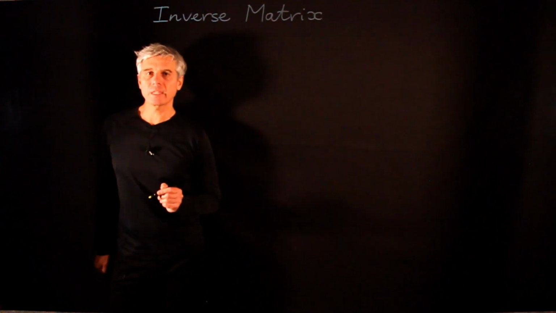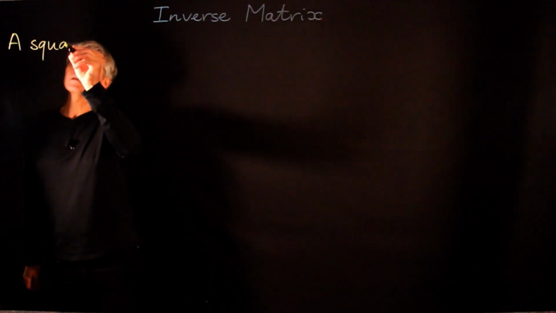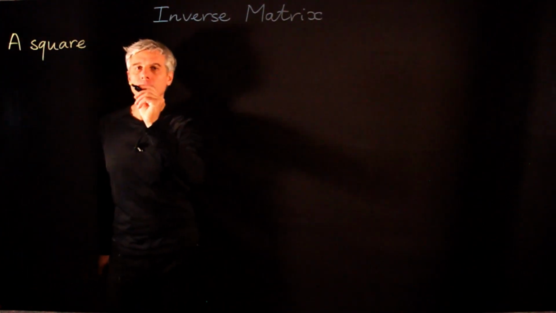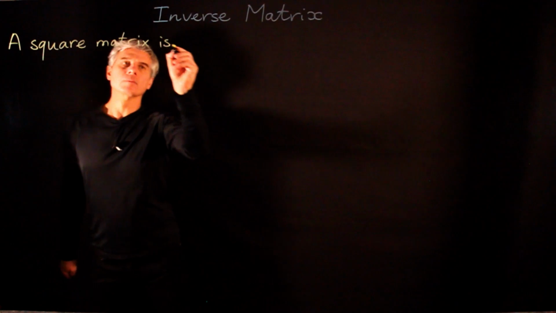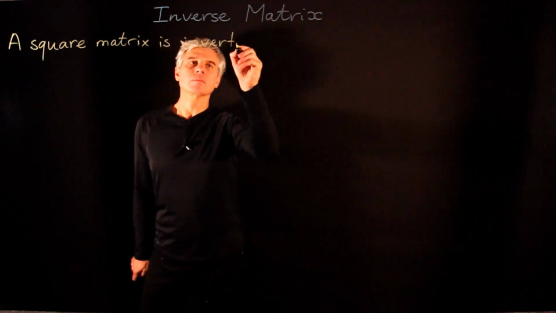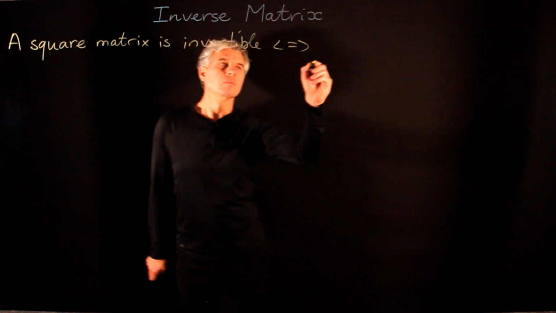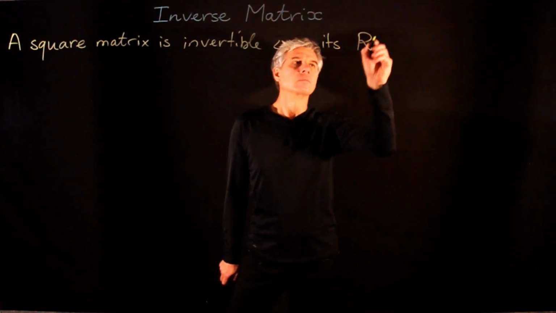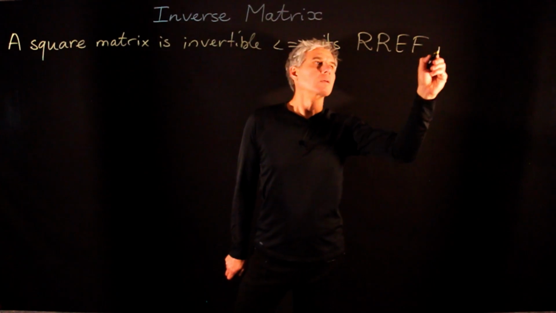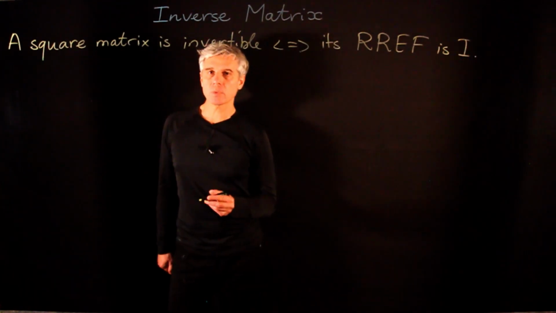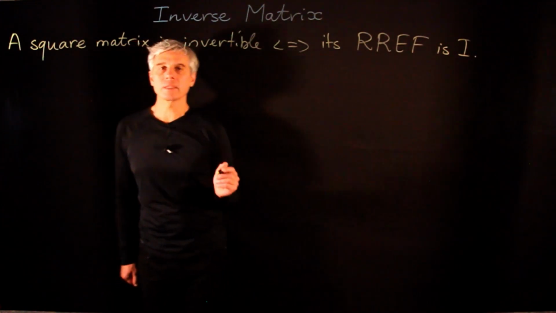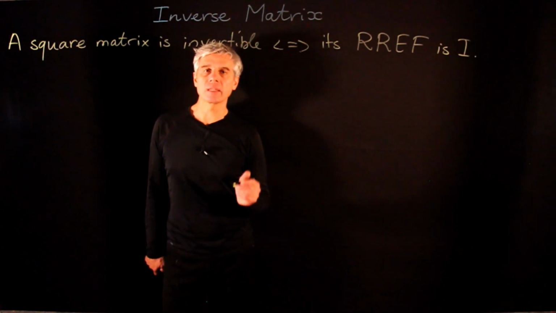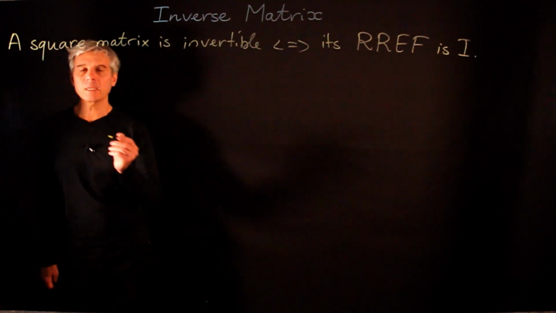Last time we proved that a square matrix is invertible if and only if its reduced row echelon form is identity. A rectangular matrix which is not square is never invertible. Today, we are going to find a computational procedure for finding an inverse of a square matrix. We begin with the following definition.